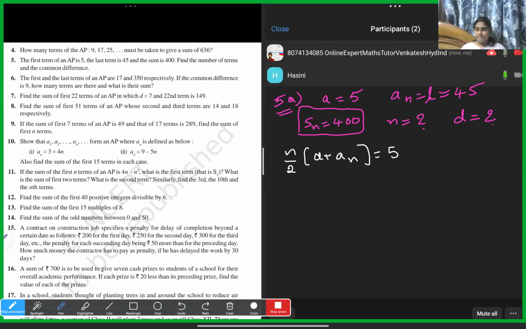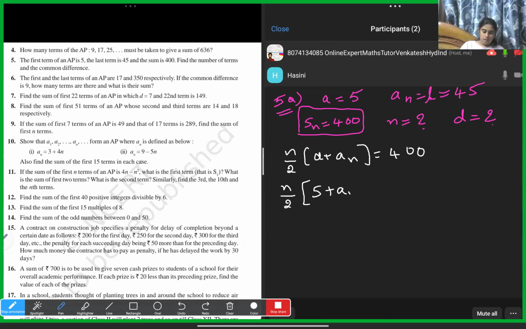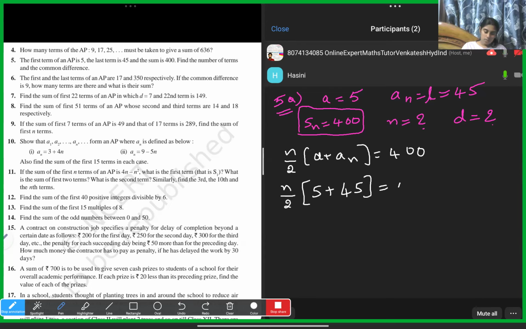Okay, sir. So the first thing we can find out is n. n by 2 into (a + 5) is the sum, Hasni. So now, Hasni, what we can do is, clearly an is also given, so I can substitute an also. an is given as 45, because the sum of n terms and the last term are given. That's why you can use the second form. That's why I can write an as 45.